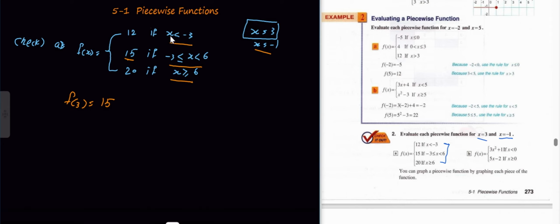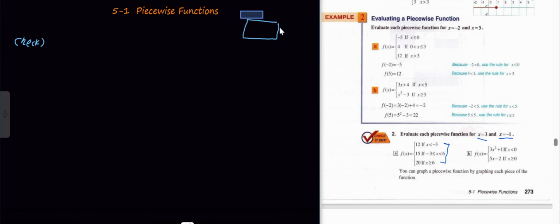Again, we are going to look at these three domains. Is -1 less than -3? No, -1 is greater than -3. Is -1 between -3 and 6? Yes, because we have -3, -2, -1 is between -3 and 6. Again, f of -1 equals 15. That's it. Now let me write branch B.